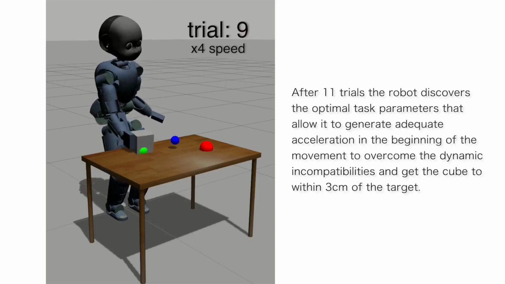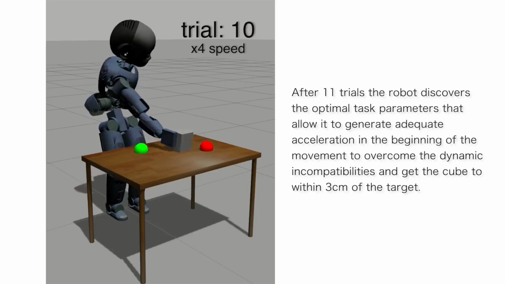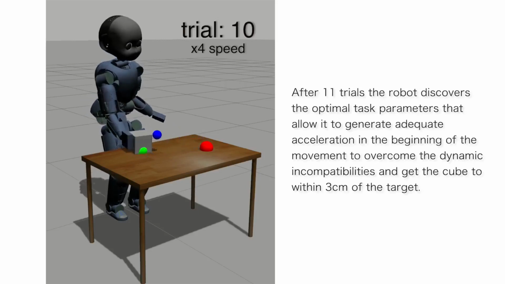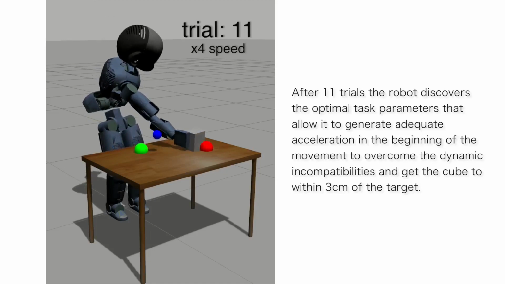After 11 trials, the robot discovers the optimal task parameters that allow it to generate adequate acceleration in the beginning of the movement to overcome the dynamic incompatibilities and get the cube to within 3 centimeters of the target.